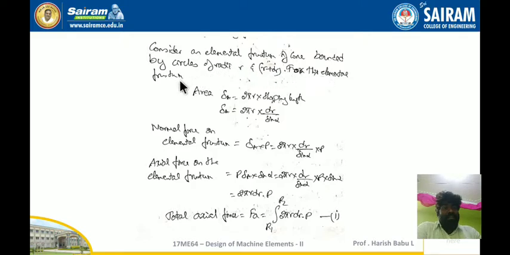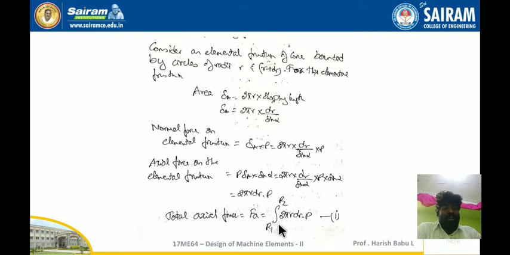Let us consider a friction cone bounded by circles of radius r and r plus dr for the elemental friction material. The area will be 2 pi r into the sloping length, that is dr by sin alpha. The normal force on the elemental frustum will be the area times p, so 2 pi r into dr by sin alpha into p, where p is the pressure intensity. The axial force on the elemental frustum will be 2 pi r dr into p.